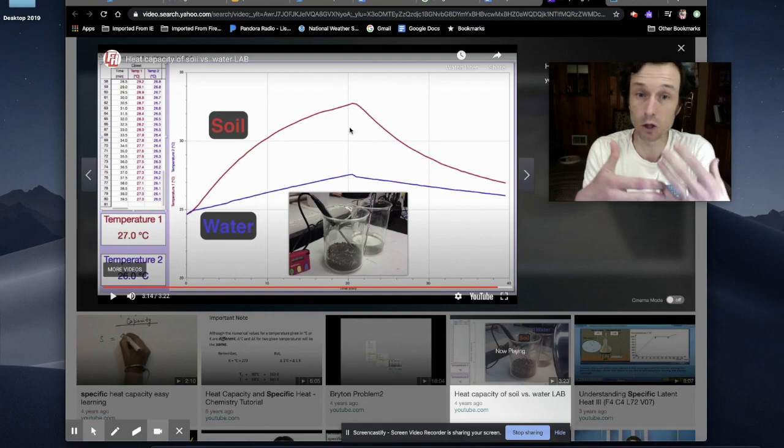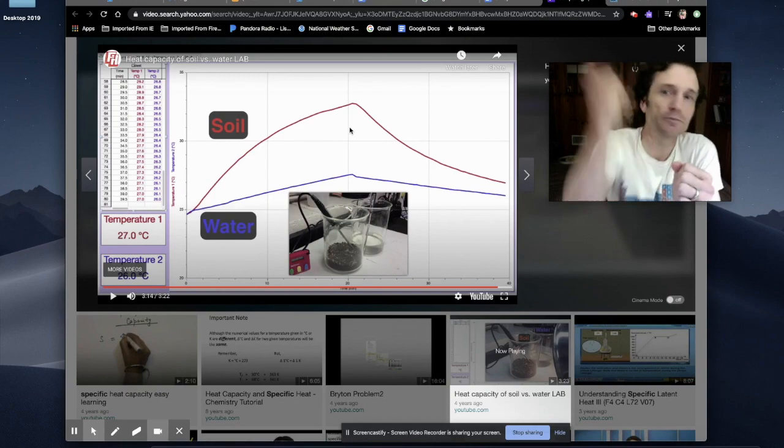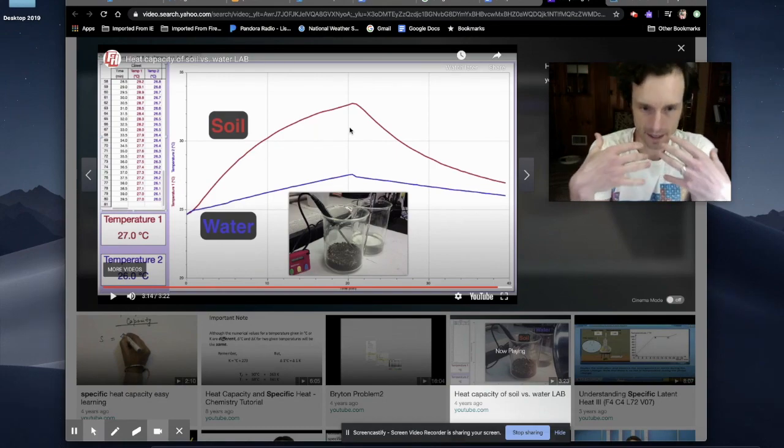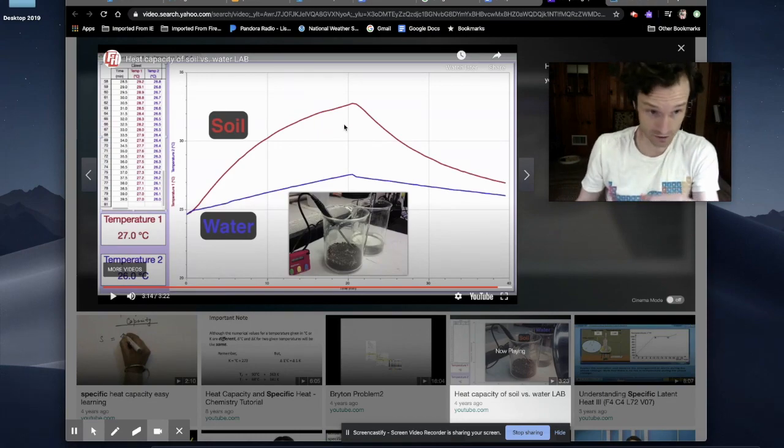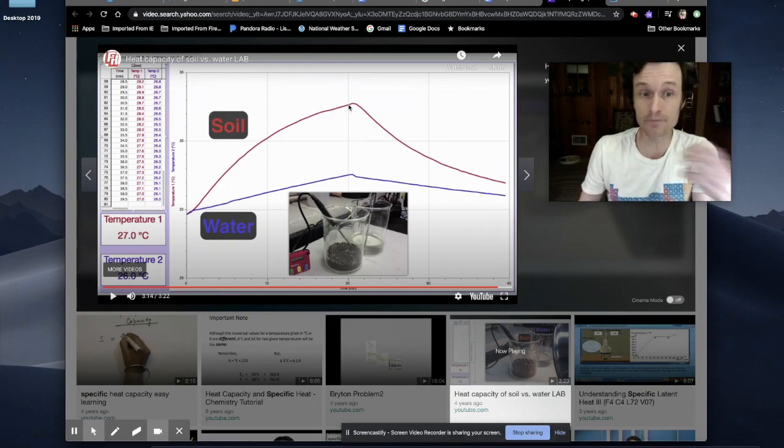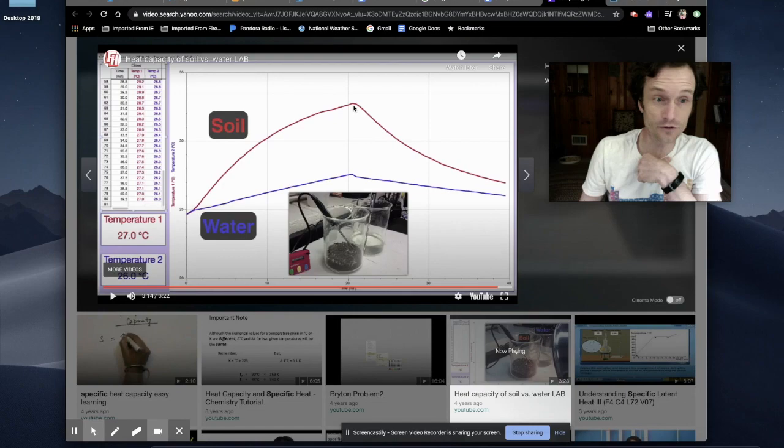Soil has a low specific heat, meaning you can absorb a little bit of energy and its temperature goes up pretty quickly. So as the energy is provided, it was the same lamp for both. So both were absorbing the same amount of energy. Notice that the soil's temperature went really quickly, very high, up to, it looks like, 33 or 32.